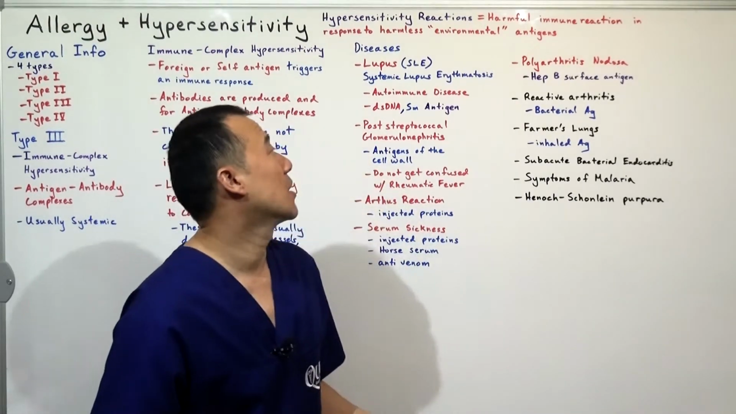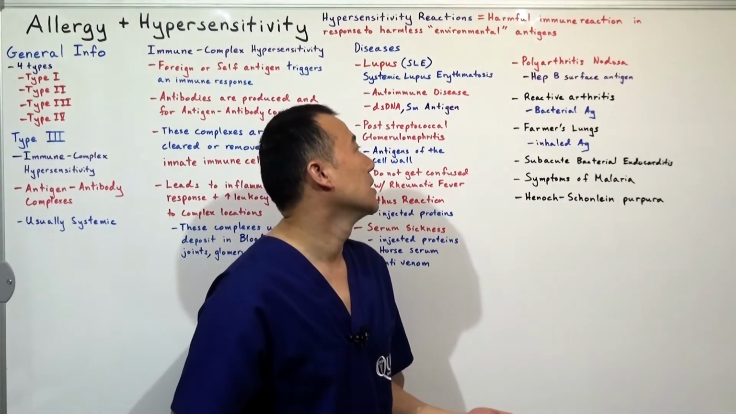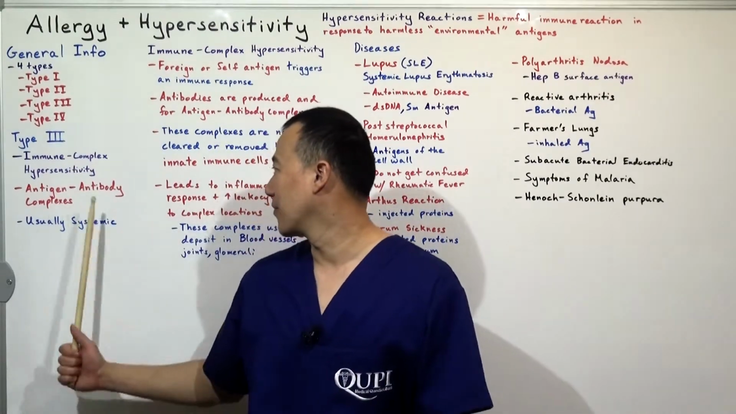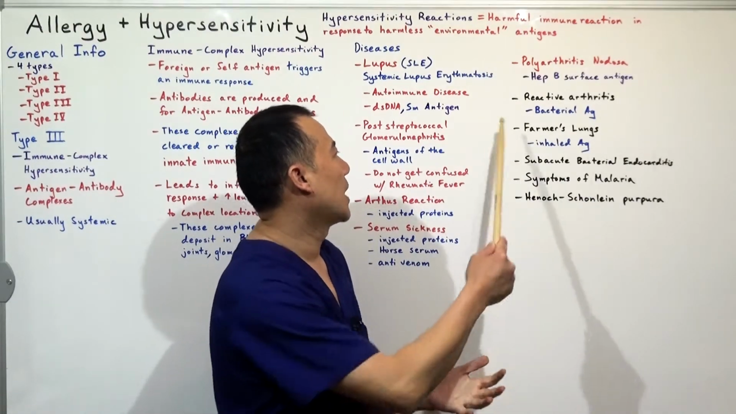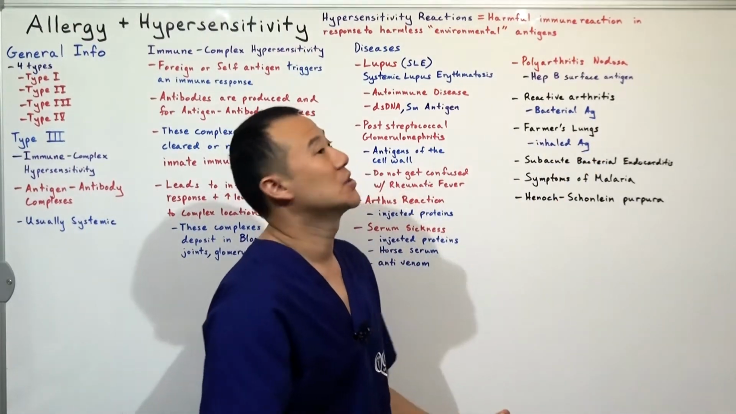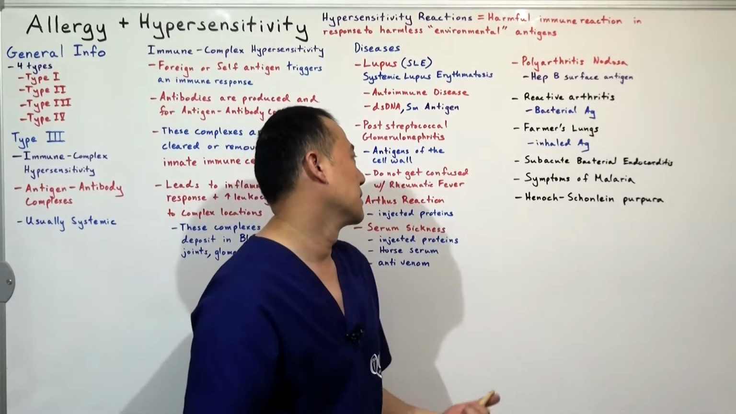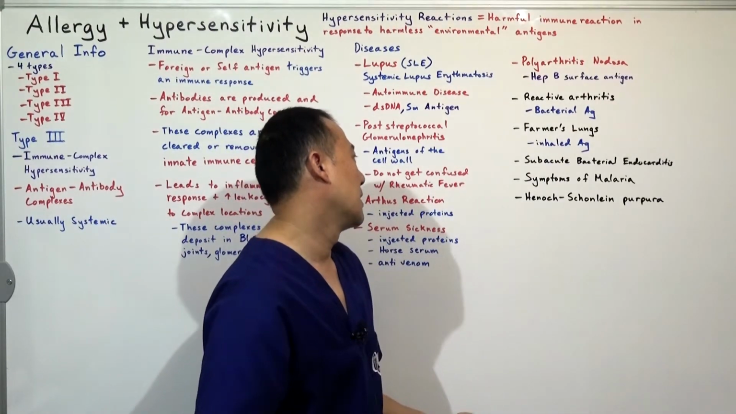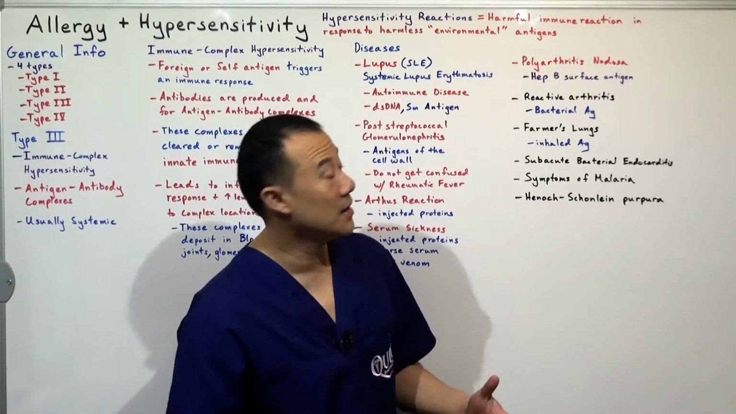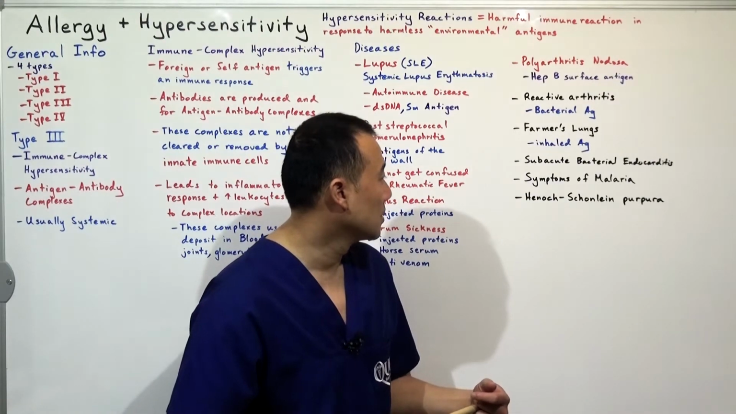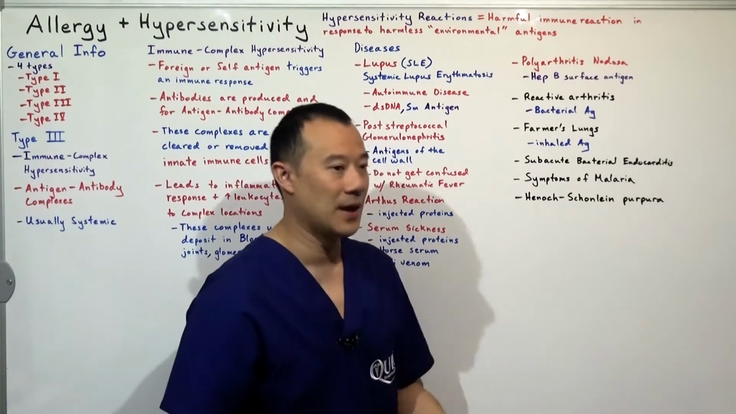Polyarteritis nodosa, which is caused by the Hep B surface antigens. Check it out. As I mentioned before, joints, arthritis, and this is reactive arthritis. These are bacteria antigens forming antigen-antibody complexes. Farmer's lung: inhaled antigens, mold, dust, spores, forming antigen-antibody complexes. And of course, these three: subacute bacterial endocarditis, symptoms of malaria, and Henoch-Schönlein purpura. This is a big one. Just read about it, look it up.